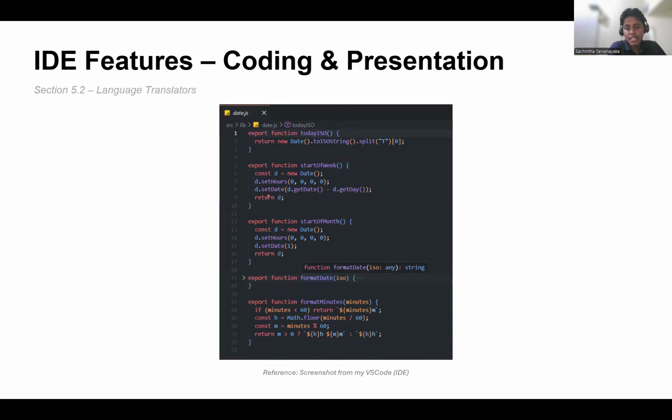So here is a screenshot from my Visual Studio Code where I'm showing you guys a JavaScript code snippet. Here, if I were to go through the features that we discussed before in VS Code, which is an IDE, you can see pretty printing in action. You can see beautiful indentation, highlighting, colors, all of that. So that is pretty printing.